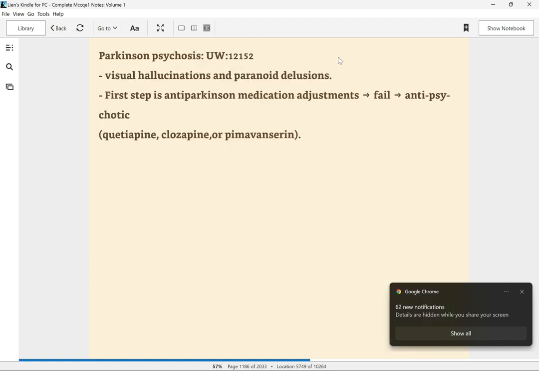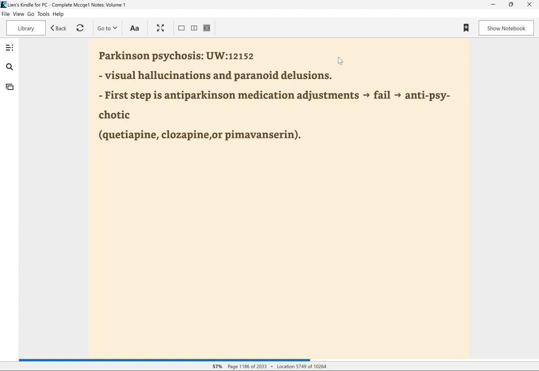Parkinson psychosis: visual hallucinations and paranoid delusions. First step is anti-Parkinson medication adjustments. If that fails → anti-psychotic: quetiapine, clozapine, or pimavanserin.